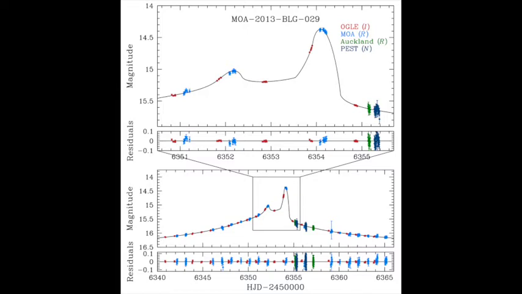This event is particularly interesting because the combination of its short timescale, with an Einstein crossing time of only 12 days, and small mass ratio, with q equal to 0.05, indicates that the lens companion is potentially a substellar object, such as a brown dwarf or even a giant planet.